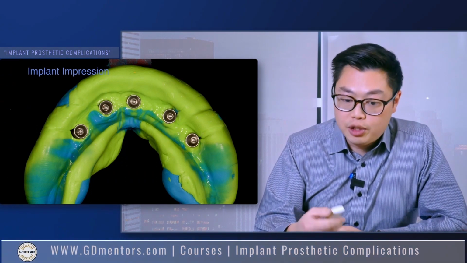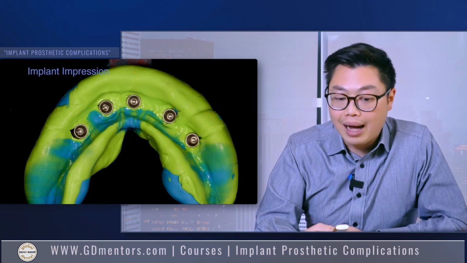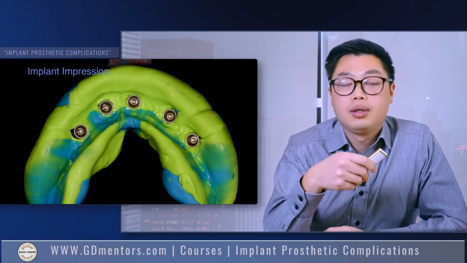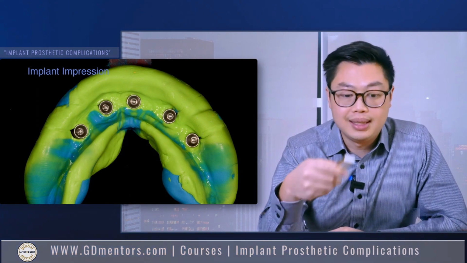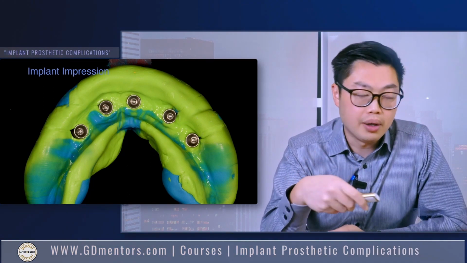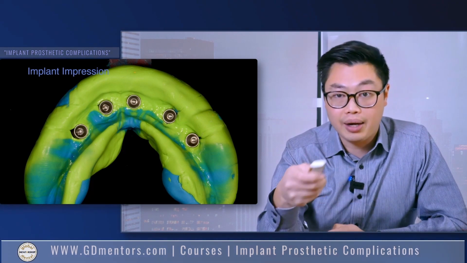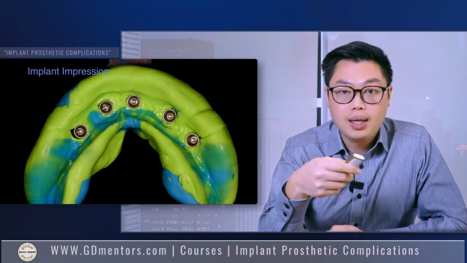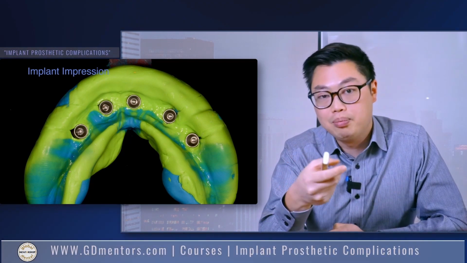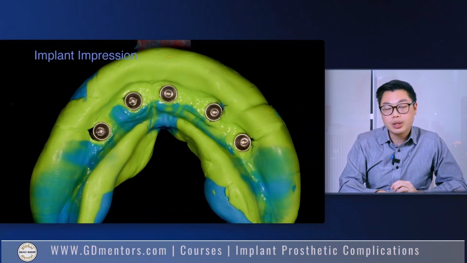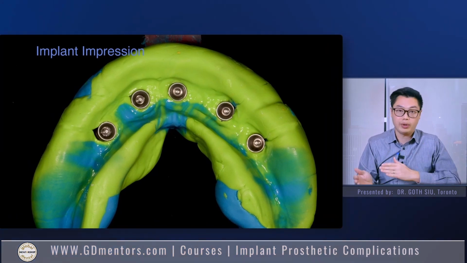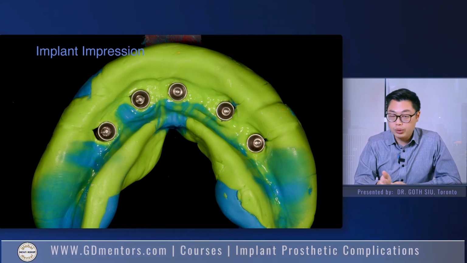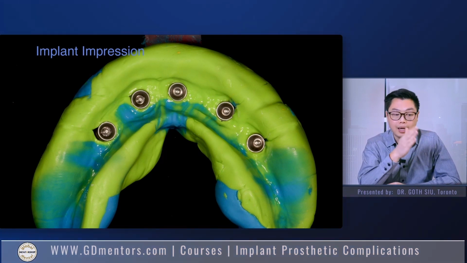Once the model is poured by the lab, no matter how good your impression is, you generally want to verify to make sure that your impression was indeed accurate, or that the pouring of the model or the model fabrication is actually accurate. So you always want to do a verification, and you should get the lab to make you a jig, okay? And usually most jigs are made in acrylic, which again will shrink.